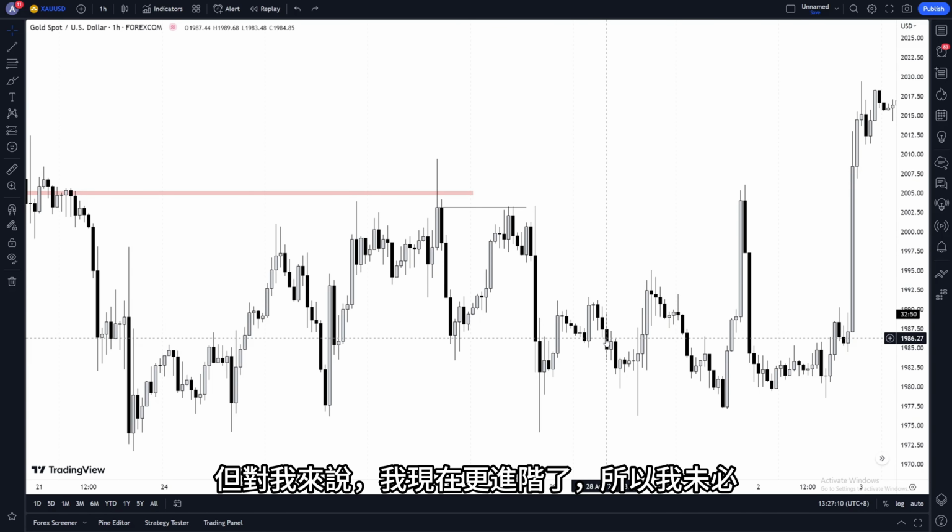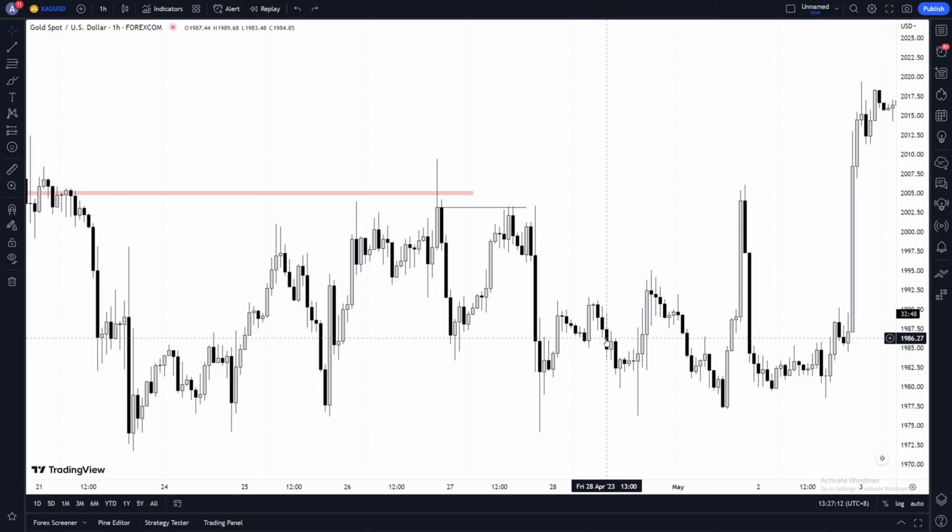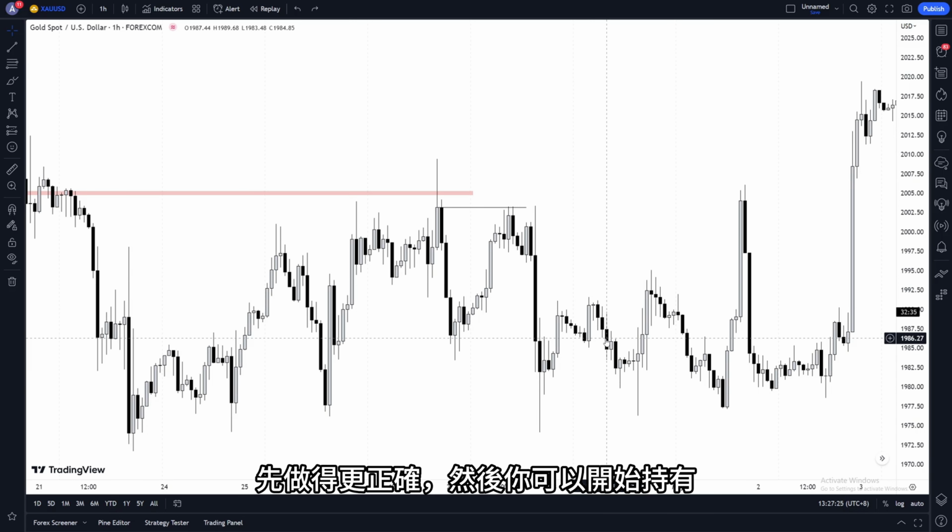But for me, I'm advanced now, so I don't necessarily take my intradays at 100 pips. But for a starter at intraday trading, you best bet you're going to be taking your profits at 100 pips, okay? And stick to that and be consistent with it. Be more correct first, and then you can start holding it longer, and I'll teach you guys a couple tips and tricks later on, okay?